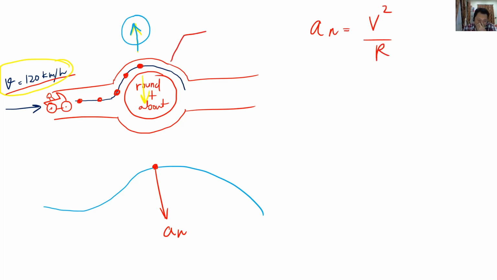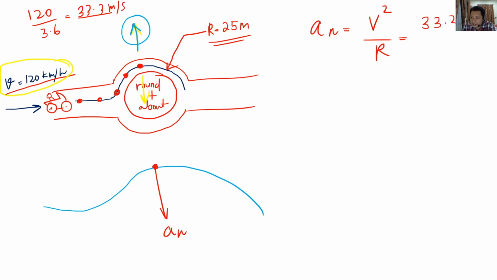So boleh check lah. Katalah radius sama dengan, let's say, 25 meter. Velocity dia berapa? 120 km/h, tukarlah. 120 divide by 3.6, 120 bahagi 3.6, 33.33. He is travelling at 33.3 meter per second. So 33.3 squared bahagi dengan radius 25 meter. This is the value of A normal.